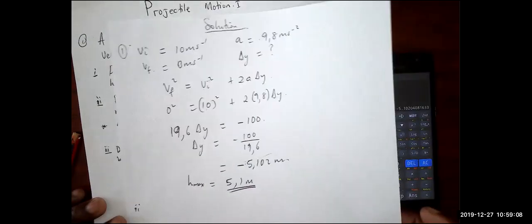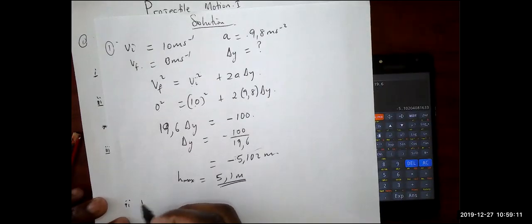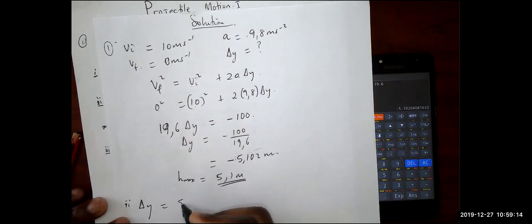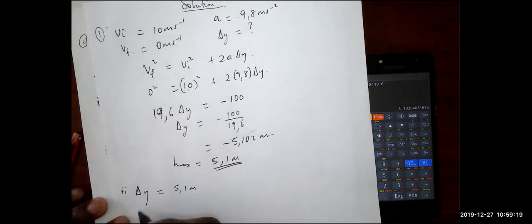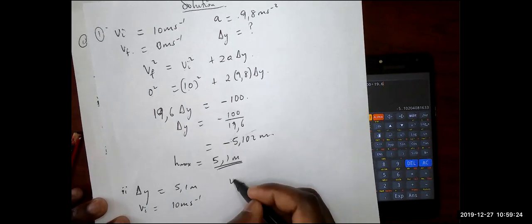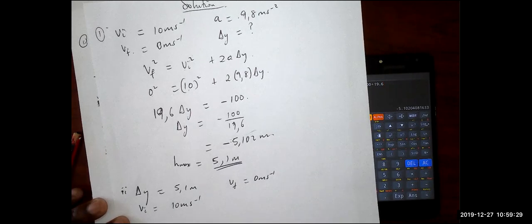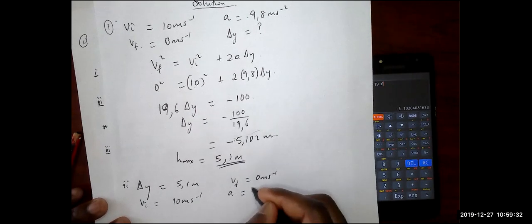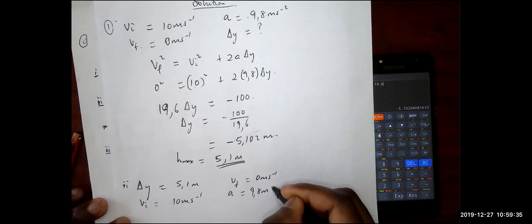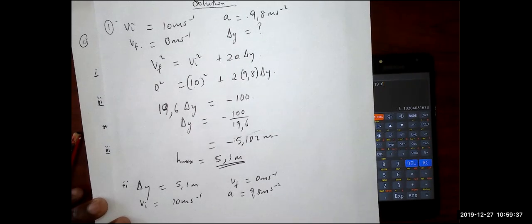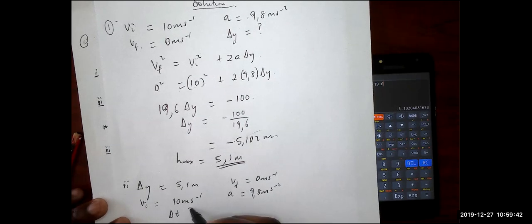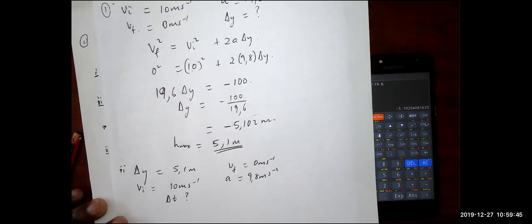Okay, now we already have height here, which is equal to change in y, which is 5.1 meters. Okay, what is given to us there? Our V initial is equal to 10 meters per second. Our V final is equal to 0 meters per second. Then what else do we have here? Acceleration is 9.8 meters per square second. Now what else do we need here? We are looking for what? We are looking for change in time. That's the one in question. That's what we're looking for here.